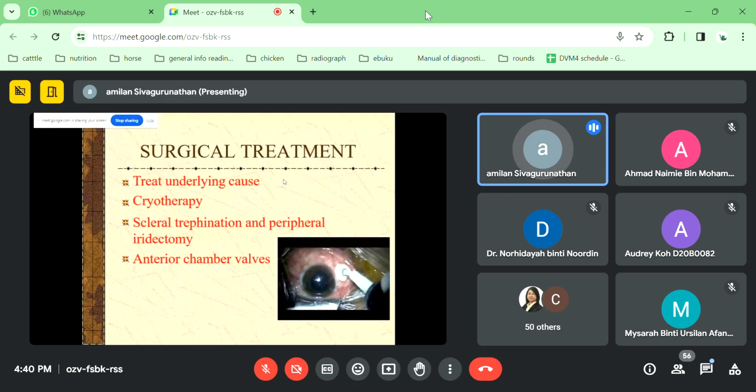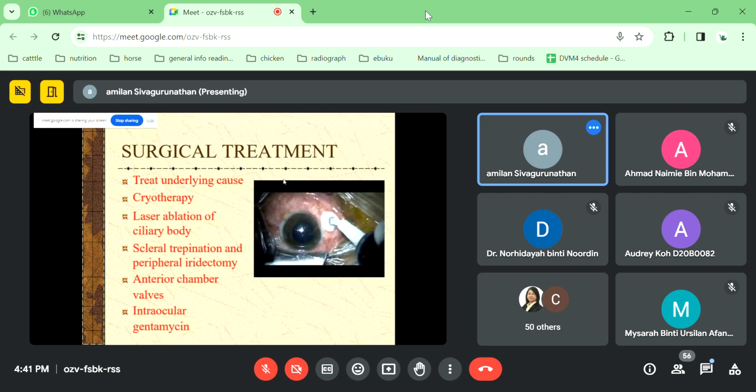Surgical treatment for glaucoma includes cryotherapy. We also do liquid nitrogen cryotherapy to reduce the ciliary body outflow, and in some cases, placement of surgical valves like they do in people. However, in animals, these valves are not as effective. They get blocked very easily. So, generally, the treatment using cryotherapy or laser ablation is still the more preferred method.